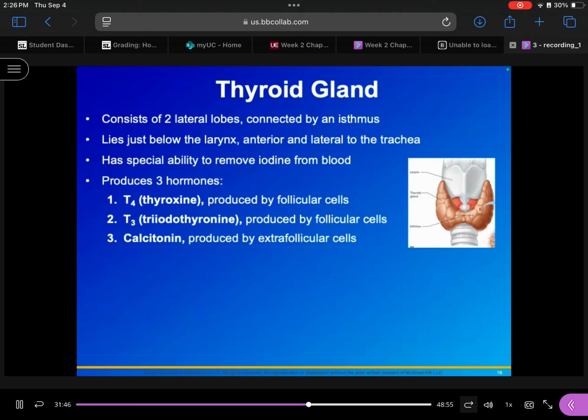Now, we know the thyroid gland produces 3 hormones. We have T4 and T3 coming from the follicular cells. Where is calcitonin produced?